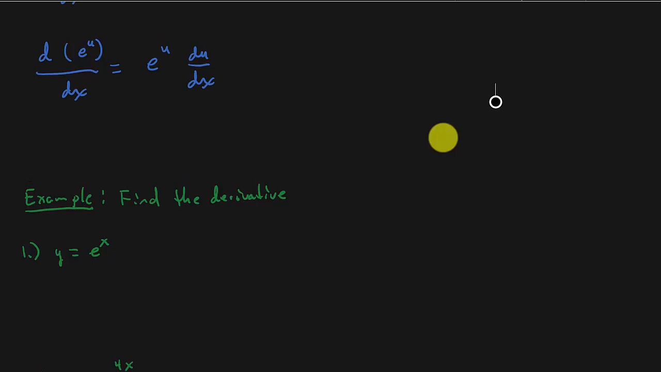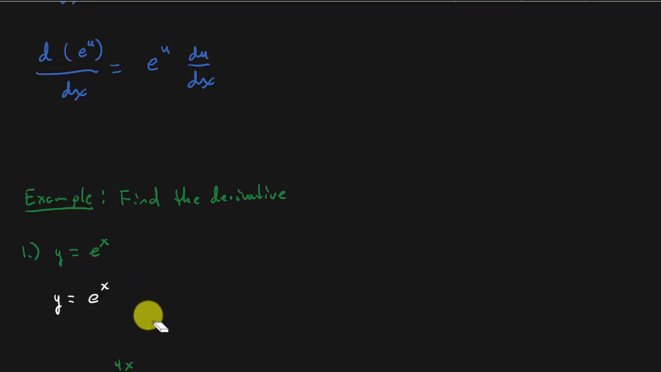All right, so find the derivative. We've got y equals e to the x. So this is going to be y prime equals e to the x times the derivative of the exponent. Well, what's the derivative of x? It's 1, right? So times 1. And so 1 times e to the x, that's just e to the x.